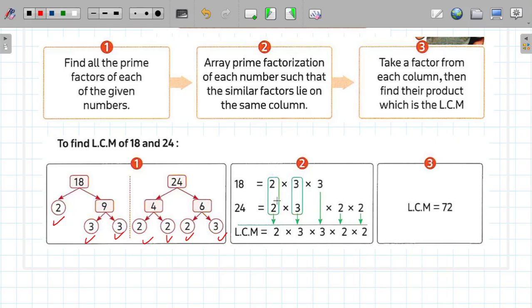So I have here 2 lies in the same column. And here I have 3. Next I have 1, 3, and 1, 2, and 1, 2. So I will say 2 by 3 by 3 by 2 by 2. So it will be 72. So I can say 72 is the least common multiple of 18 and 24.